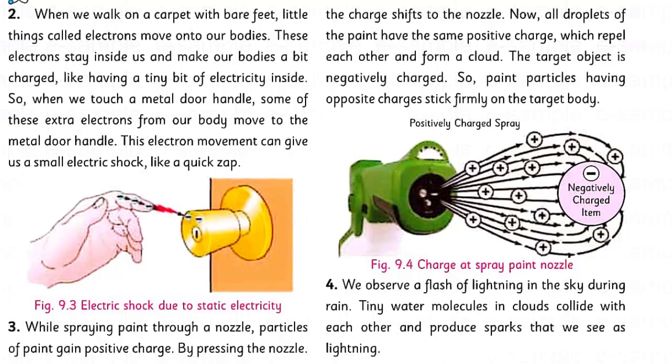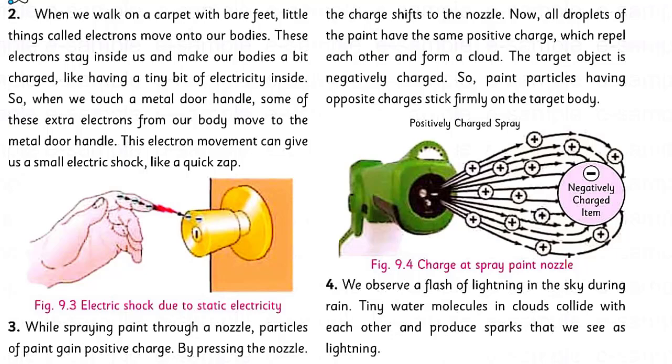3. While spraying paint through a nozzle, particles of paint gain positive charge. By pressing the nozzle, the charge shifts to the nozzle. Now, all droplets of the paint have the same positive charge, which repel each other and form a cloud. The target object is negatively charged. So, paint particles having opposite charges stick firmly on the target body.